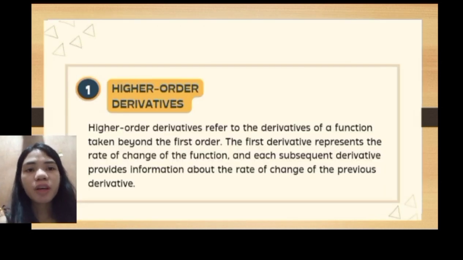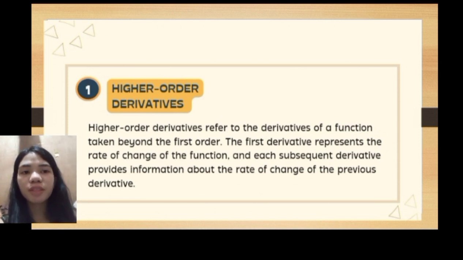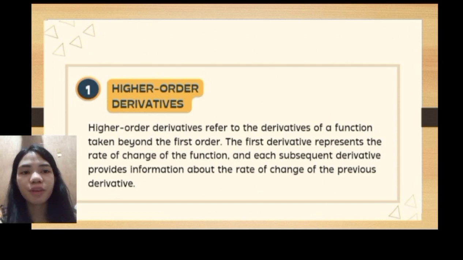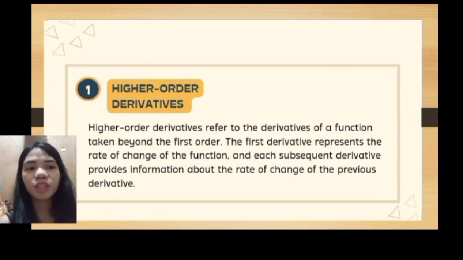First we have higher order derivatives. Higher order derivatives refer to the derivatives of a function taken beyond the first order. The first derivative represents the rate of change of the function, and each subsequent derivative provides information about the rate of change of the previous derivative.